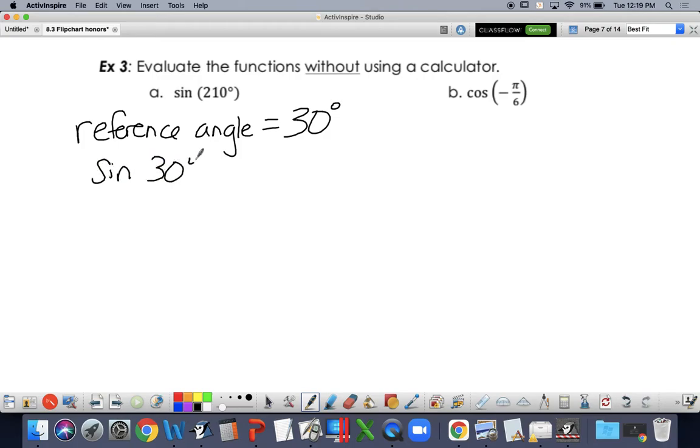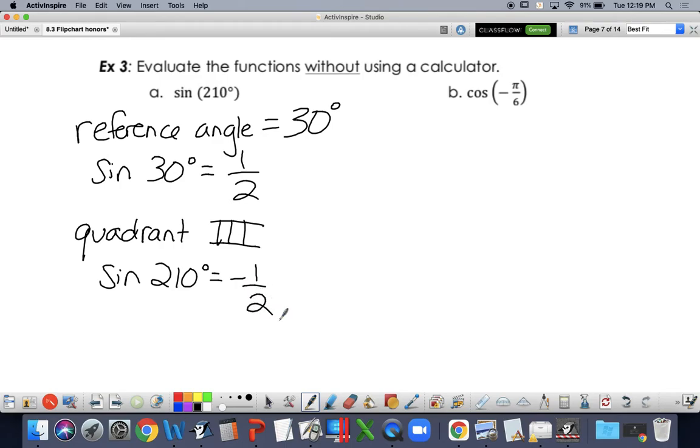What's the sine of 30 degrees? Or you can put it in a calculator, perfectly fine by me. What's the sine of 30 degrees? 1/2. You're talking about radians. 1/2. So the sine of 30 degrees is 1/2. So what quadrant is 210 degrees in? Quadrant 3. So therefore, is sine negative or positive in quadrant 3? Negative. So the sine of 210 degrees is negative 1/2.